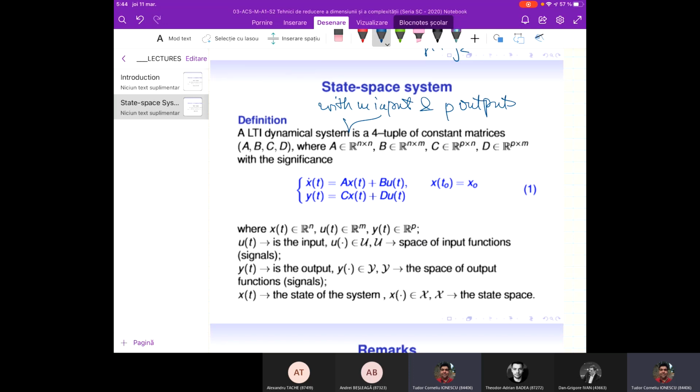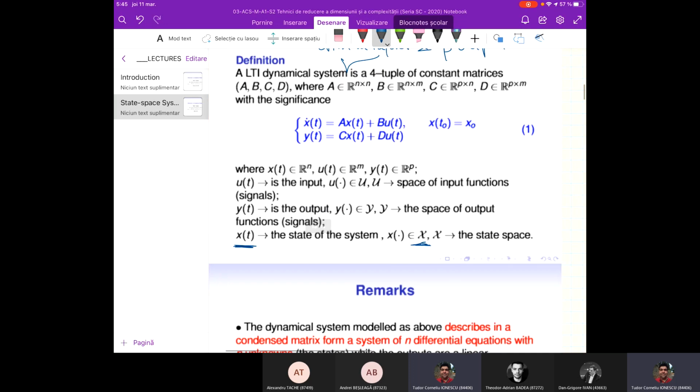u is the input. It belongs to the space of input functions or input signals, because they're usually signals: step, harmonic, and so on. y(t) is the output, so this is what we measure. Usually what we measure is included in the output, and Y is the space of output functions or output signals. And x(t) is the so-called state vector, or the vector of states of the system, and it belongs to X, which is the state space. Usually, for simplicity, we are going to consider R^n as our state space.